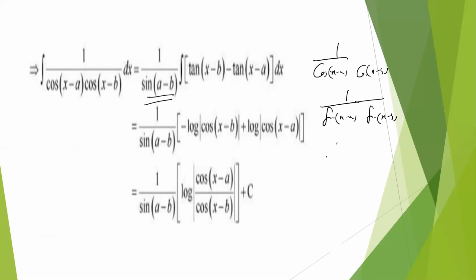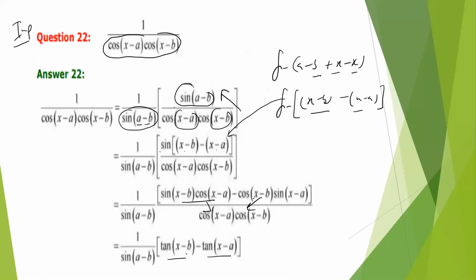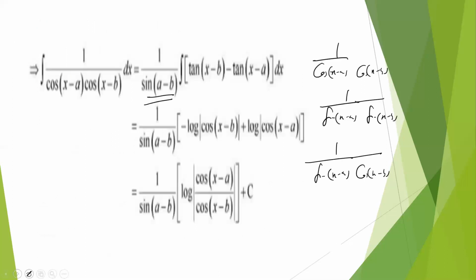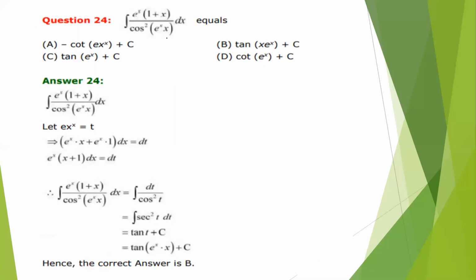But if there is 1 upon sin x minus A, cos x minus B, one part is sin, the other is cos, then we have to multiply and divide by cos. Clear? Then only we will be able to integrate this. Very important method. This also you can do yourself by taking e power x into x equal to t. So easily x is replaced by t. Clear?